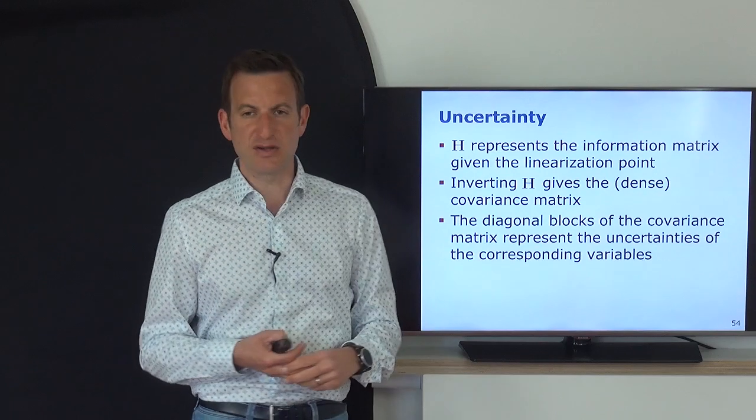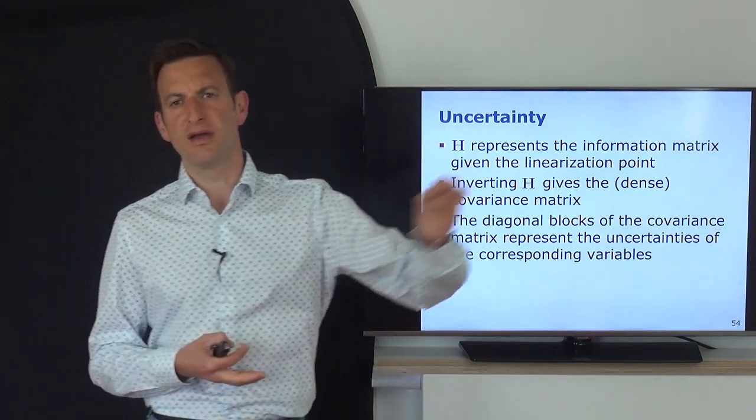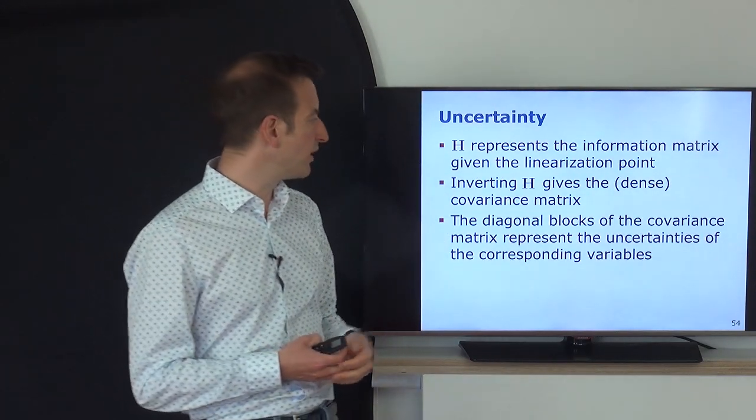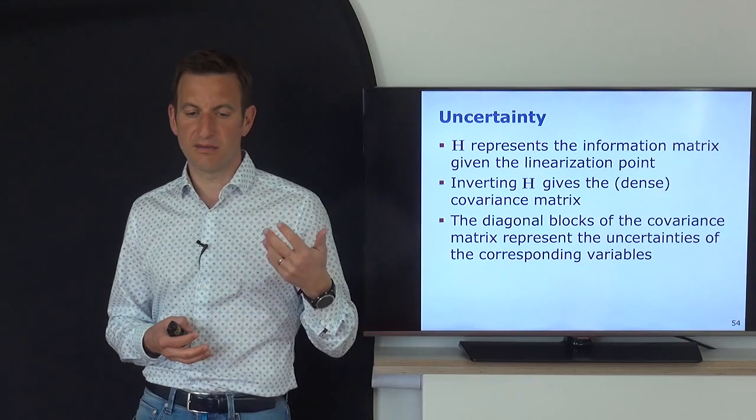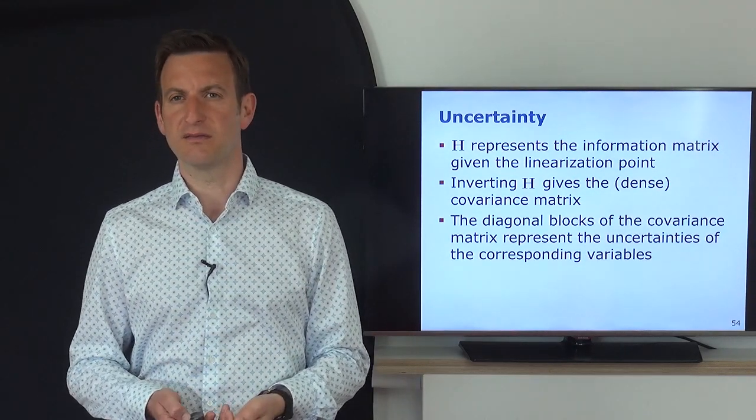Again, there are some approximations you can do because you're typically only interested in the main diagonal blocks if you want to estimate the uncertainty of all the other variables with respect to one. And there are special ways to do this which are computationally more effective.